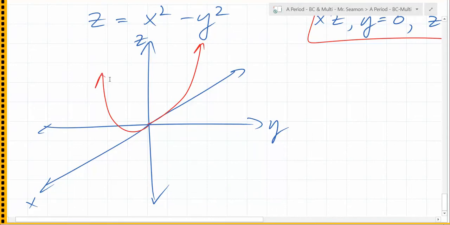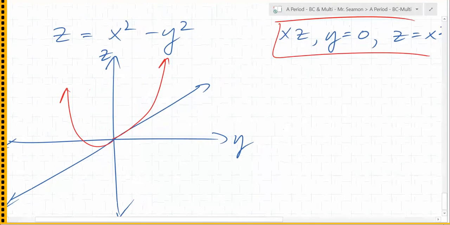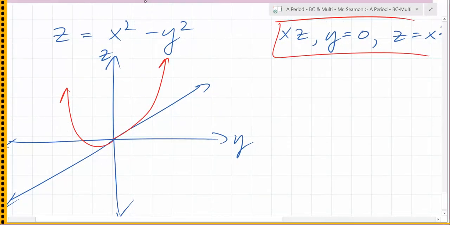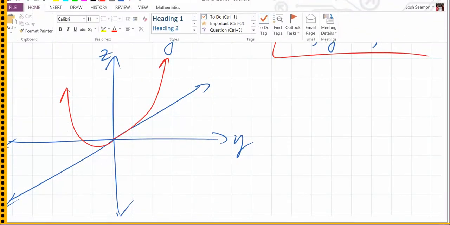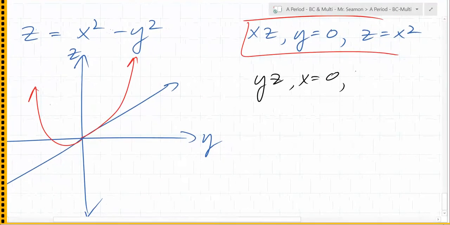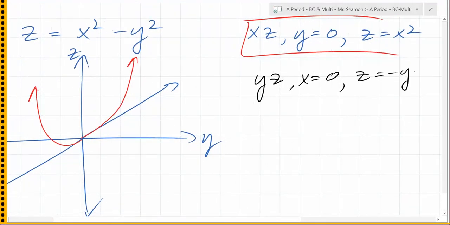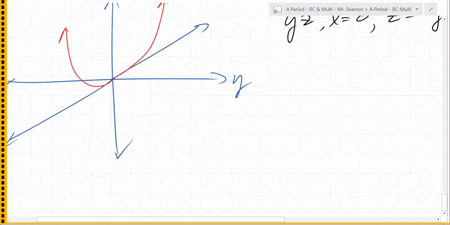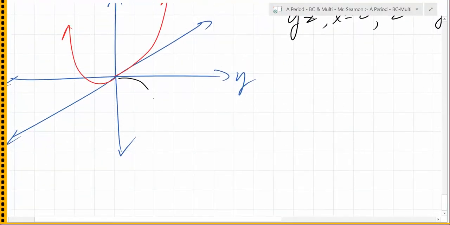But let's say we wanted to do the yz plane. I like yz. It's going to be fun. It's going to be a good time. So let's say we did the yz plane. That's when x is equal to what? 0. So what's that going to be? z is equal to what? Negative y squared. Can you graph that? Sure. What's that going to look like?